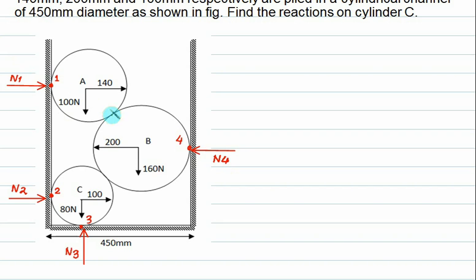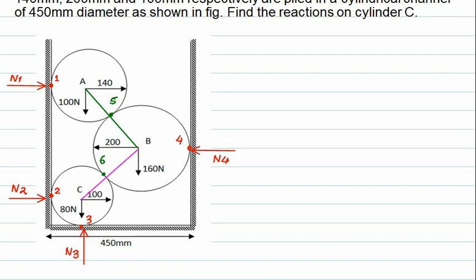Then this one is the contact between the two cylinders, so this one is point 5. This one is the contact between two cylinders, so this one is point number 6. So we have 4 normal and 2 contact reactions. Now the contact reaction between A and B will act along this line, and the contact reaction between B and C will act along this line.